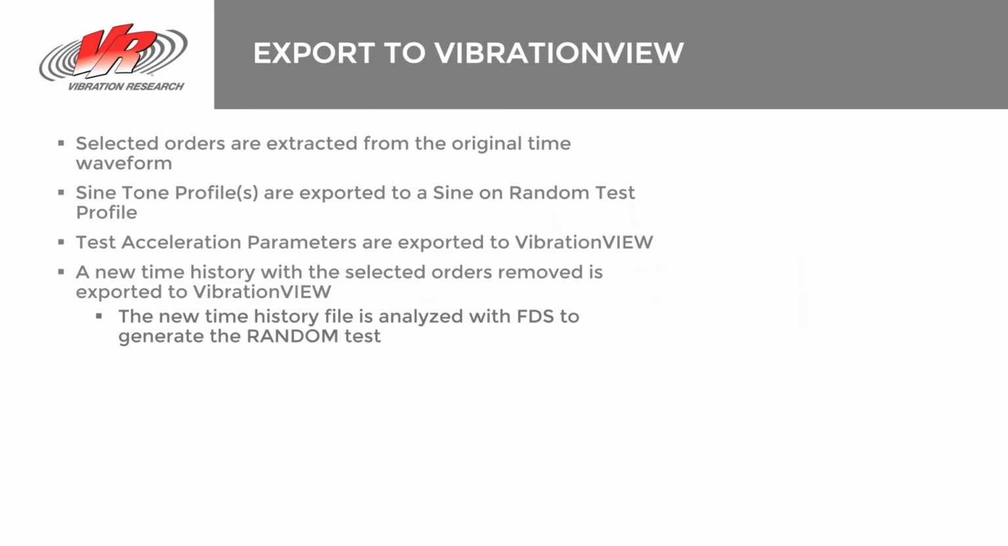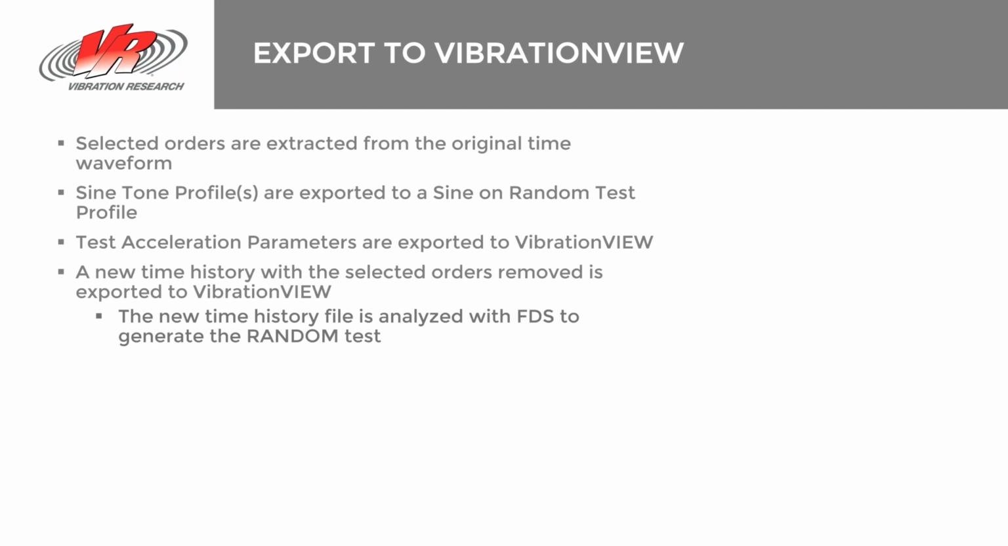Once we have all of that done and the sine profiles developed, we actually export to Vibration View to complete the test profile generation and the FDS analysis. So we have the sine tone profiles that we created in ObservView that are exported to a Sine-on-Random test. Those sine tone profiles are set appropriately with the right sweep rate and the number of sweeps, etc.